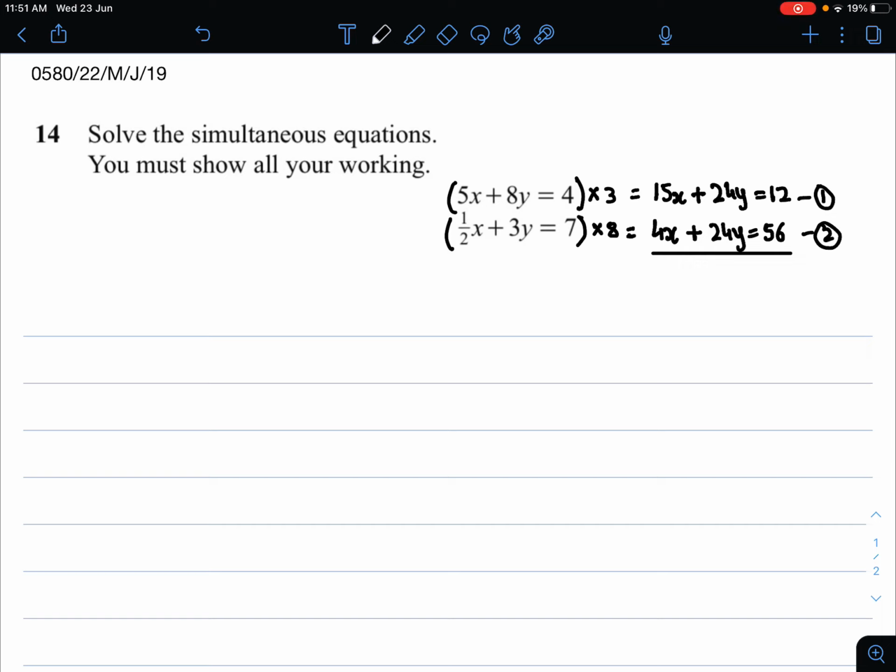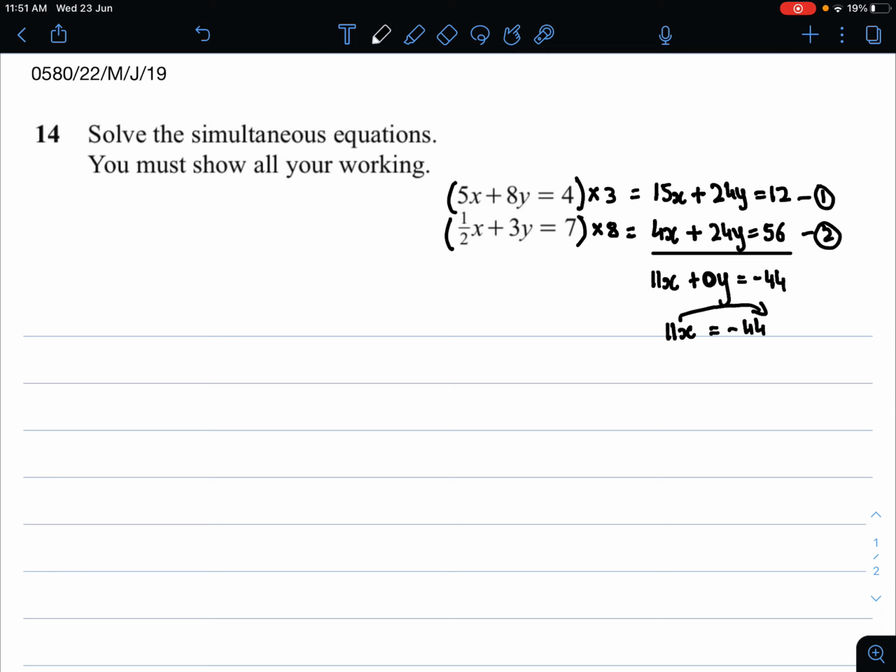So 15 minus 4 will be 11, and the variable comes as it is, so 11x. 24y minus 24y, so 24 minus 24 will give you 0, so that would be 0y, equals 12 minus 56, so that will give you minus 44. Now since it's 0y, we can rewrite this equation as 11x equals minus 44.